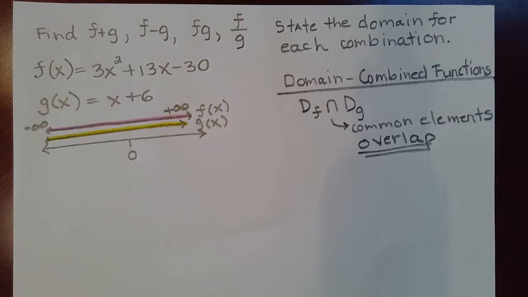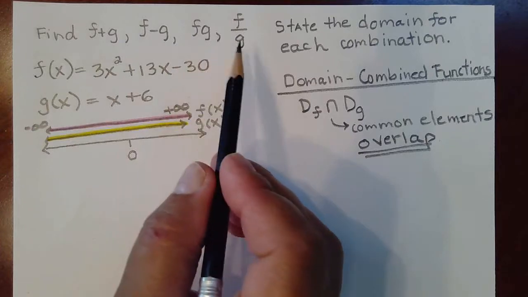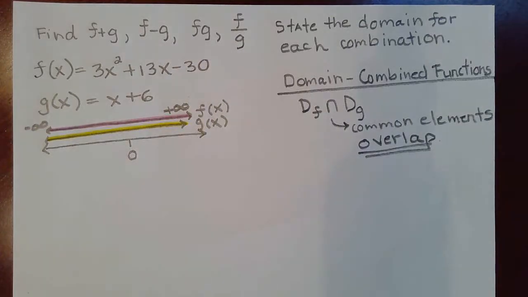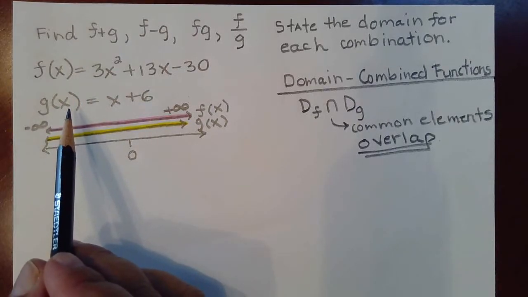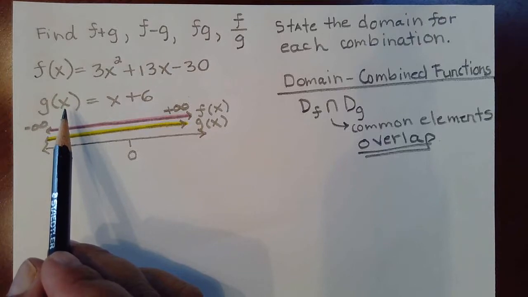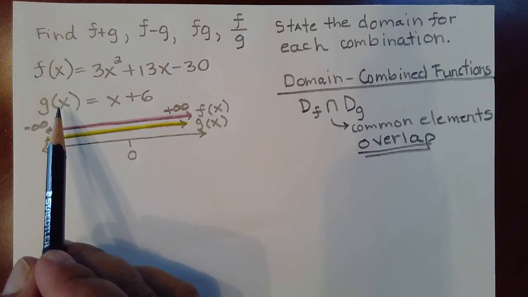Okay, in this video, we're going to be discussing how to combine functions. Specifically, we're going to be looking for the sum, the difference, the product, and the quotient of two functions. The functions we're working with in this particular problem are f of x and g of x, which I've stated for you here. You're going to be asked to give your combined function in the most simplified form possible, and you'll be asked to also state the domain for each of those combinations.